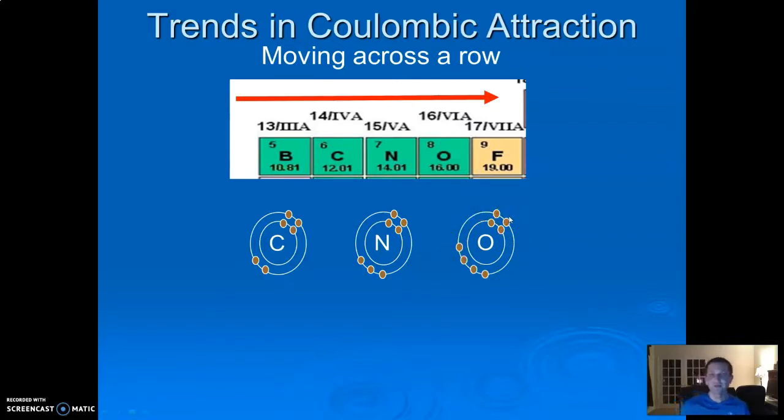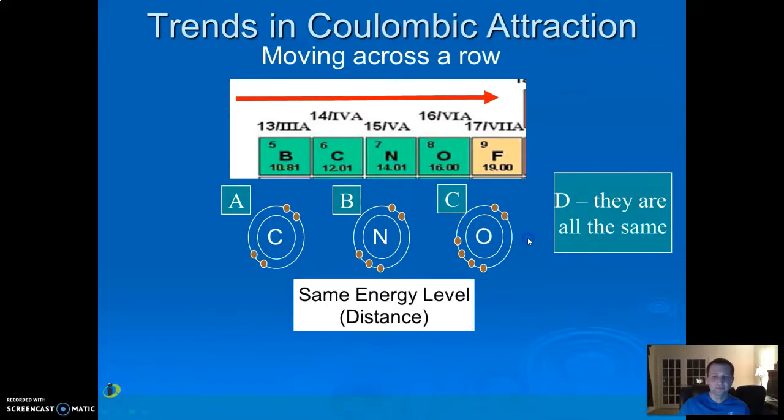So let's take a look at our rules that we just went over. We said the 2 things that make an impact on attraction. Number 1 is number of energy levels. How many energy levels do all 3 of these have? Well, they all have 2, right? So they all have the same distance between the nucleus and valence electrons. So that's a tie. It's a 3-way tie for that.